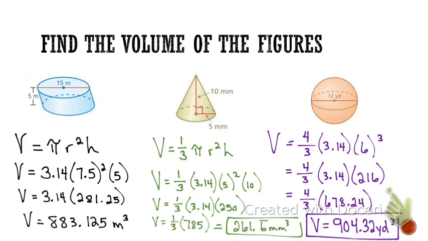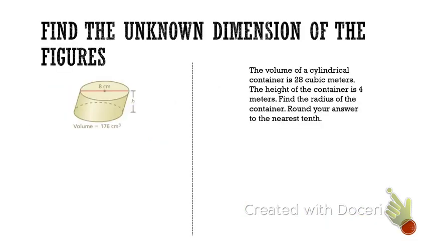All right, so what if it's an unknown dimension? And remember, guys, these questions are straight from your test. I just changed a few numbers. So now if you're finding an unknown dimension, you still have to know what kind of figure you're looking at. Okay, so what kind of figure is this? If you said cylinder, you're correct. So volume equals pi r squared times h. But now you know the volume, so you've got to plug it in there for volume.